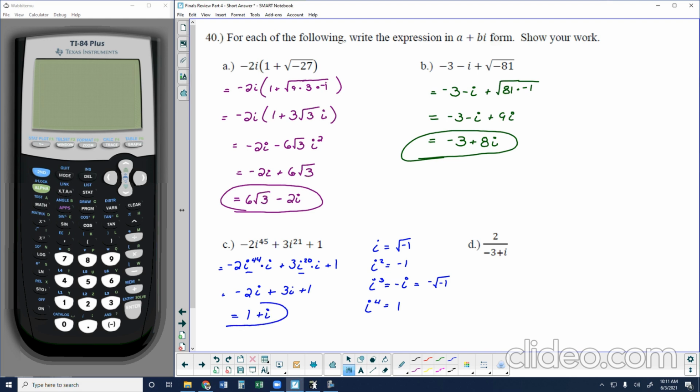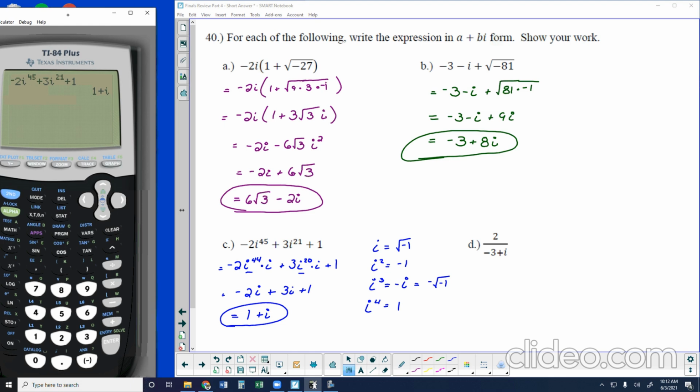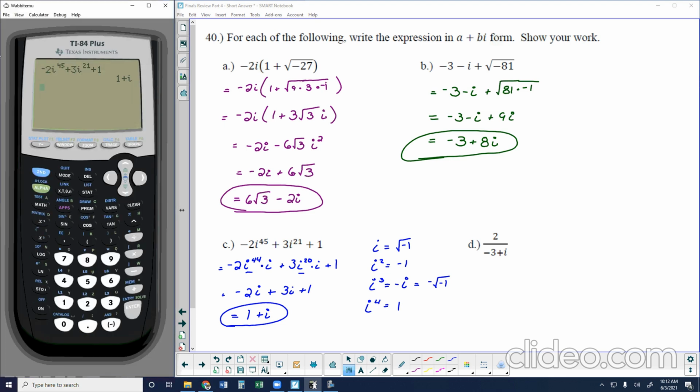I would get 1 plus i. This can be checked on the calculator. So if I check this on the calculator, I can do -2 i to the 45th power plus 3 i to the 21st power plus 1. And see that we do in fact have 1 plus i here. So values of i as the power increases will repeat this pattern shown here to the right.